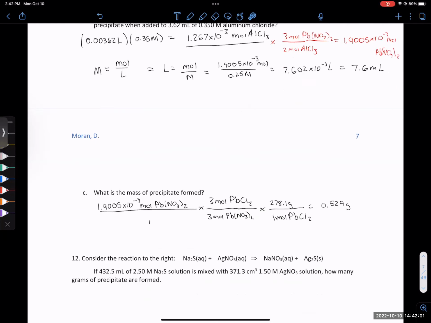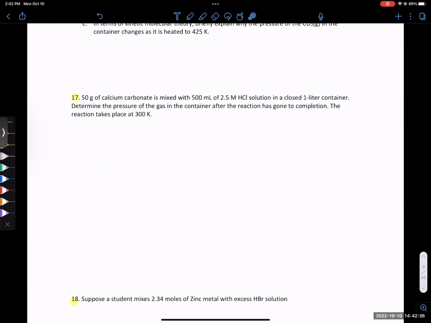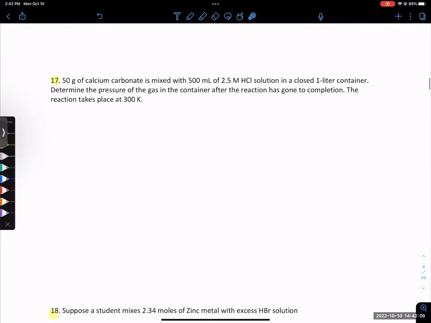Okay. Next question we wanted to do was this is a gas one. Like I said, I only wanted to do one review of chapter 4 this time. We're going to do more stoichiometry.